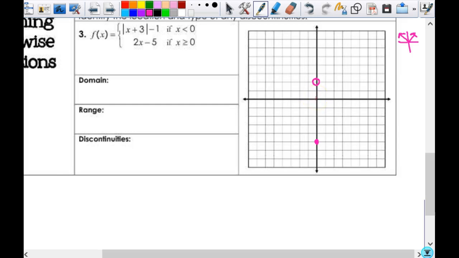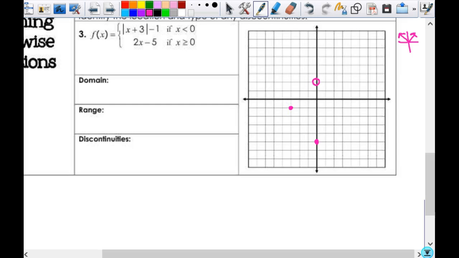Do I have any reflections with that one? No. Do I have any compressions or stretches? No. So it's only translation. So starting at 0, 0, horizontally I would do what? Left 3, and then down 1. So this is the new vertex of my absolute value.